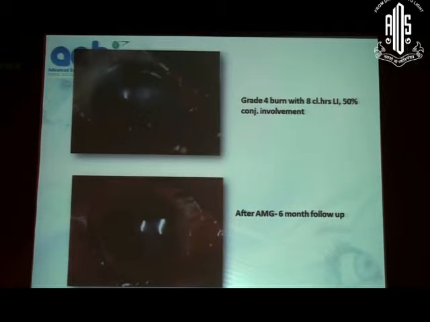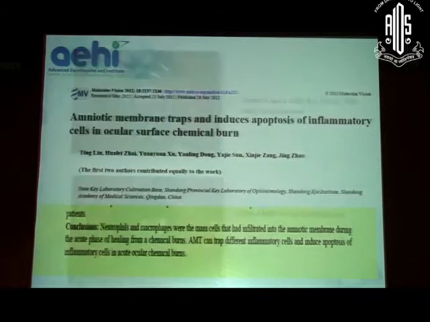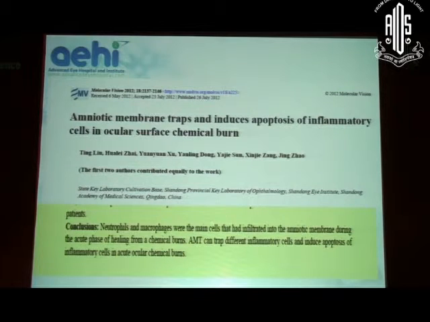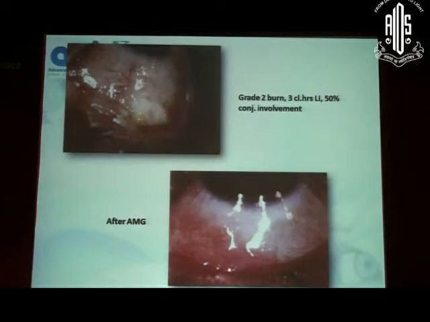Burns is actually one of the most common indications where we use amniotic membrane. But one of the things we need to remember is that amniotic membrane is great for initial stabilization and reducing the inflammation of the surface, but it's not the be-all and end-all of managing these patients of acute chemical burns. There have been numerous studies which have shown that amniotic membrane traps and induces apoptosis of inflammatory cells, and that is how it stabilizes the surface in cases of acute chemical burns.